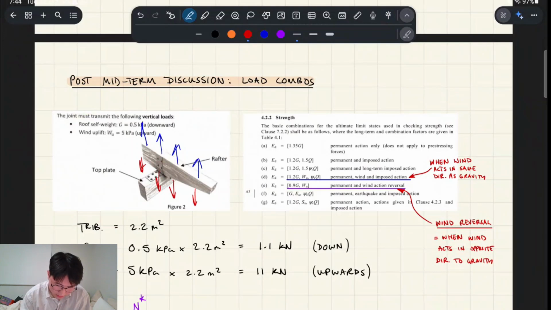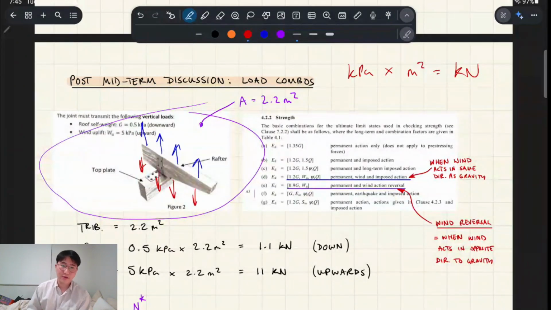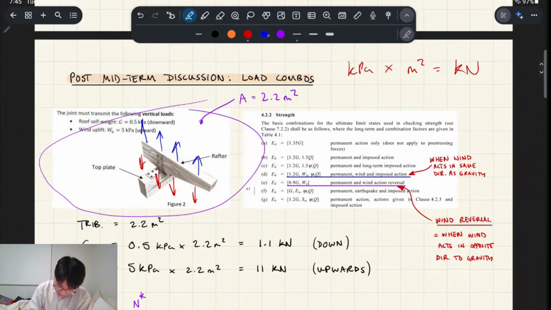Basically, first thing you have to do is consider this whole system. Basically it said that the trib area, so all the roof sheeting and everything that connected to this, was 2.2 meters squared, and then you had everything in kPa. So when you multiply the kPa by the area, which is in meters squared, you get a kilonewton load. So that's what causes the axial / shear loads acting on the connections.